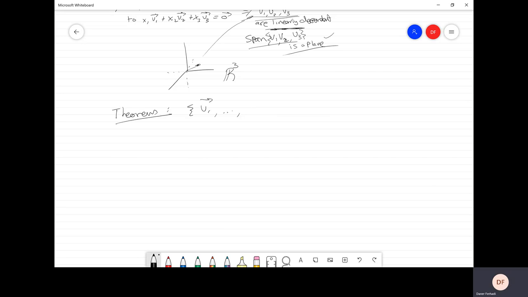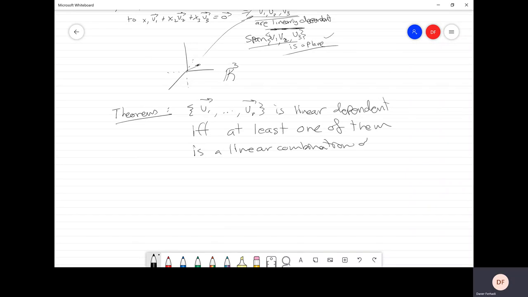A set of vectors is linearly dependent if and only if at least one of them is a linear combination of the others. Now be careful. All of them don't have to be linear combinations of the others. In fact, more than one doesn't have to be, but at least one is a linear combination of the others if the system is linearly dependent. Okay.